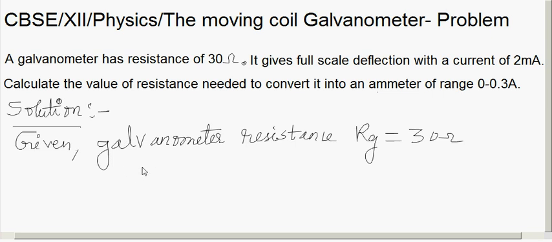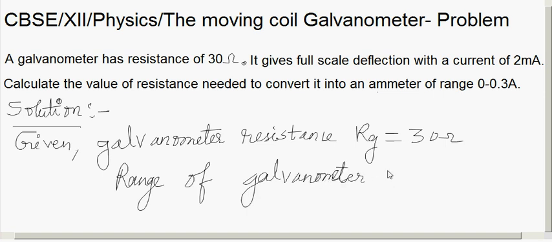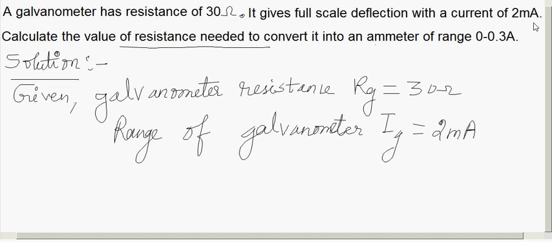or the range of galvanometer, I can say, this current can be taken as Ig equal to 2 milliamperes. Now we need to calculate what is the resistance needed to convert. We know a galvanometer of range Ig and resistance Rg can be converted into an ammeter by connecting a small value of resistance in parallel. So the maximum current that it has to measure is 0.3 amperes. So the circuit can carry current up to 0.3 amperes.